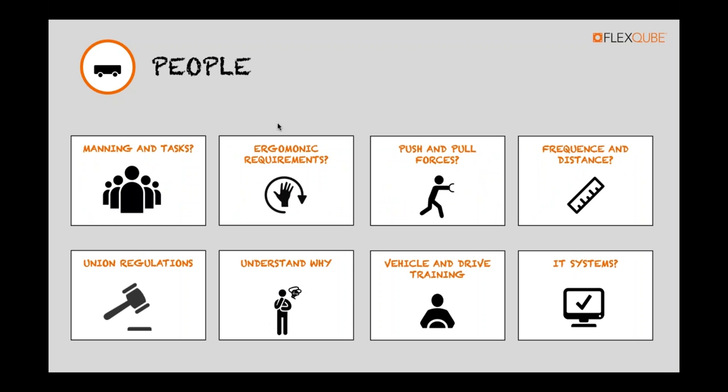So if we start with the people, we have gathered some questions or some topics that need to be discussed. And first is the manning and the tasks, because what we see is that the tasks are really changing for people that are used to working with forklifts. Going from driving a forklift to handling carts, driving trains, and so on is a pretty big change. So it needs to be very clear what those tasks will look like, and to explain this early in the projects, so that everyone is aware of this.